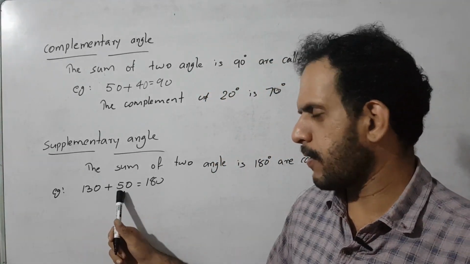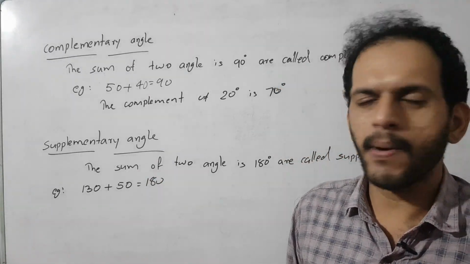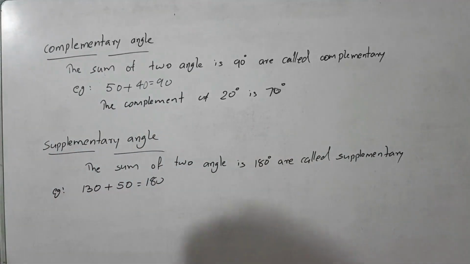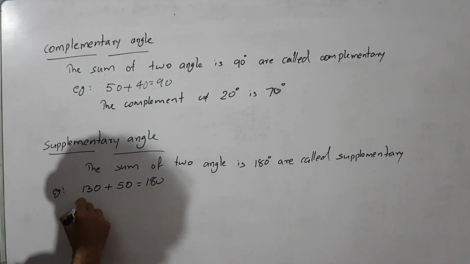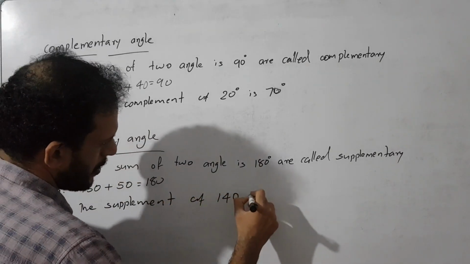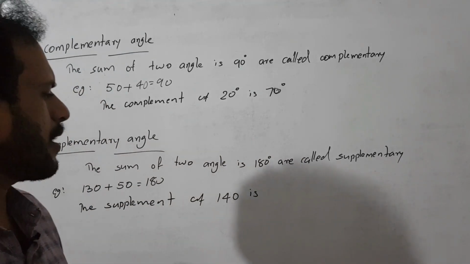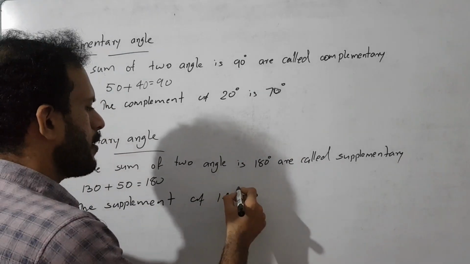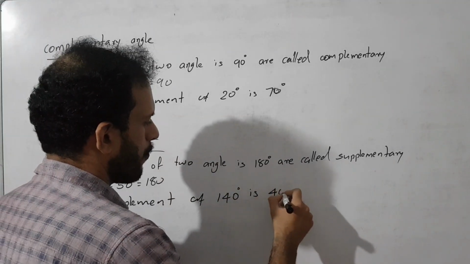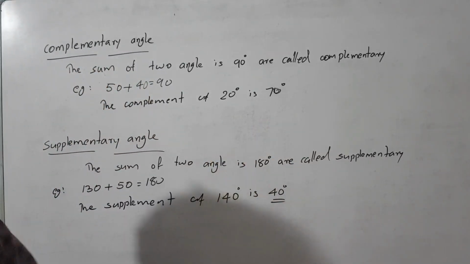130 is the supplement, not supplementary, of 50, and 50 is the supplement of 130. Then my question: what is the supplement of 140? The angle we add to 140 degrees to get 180 degrees is 40 degrees. So the supplement of 140 degrees is 40 degrees.